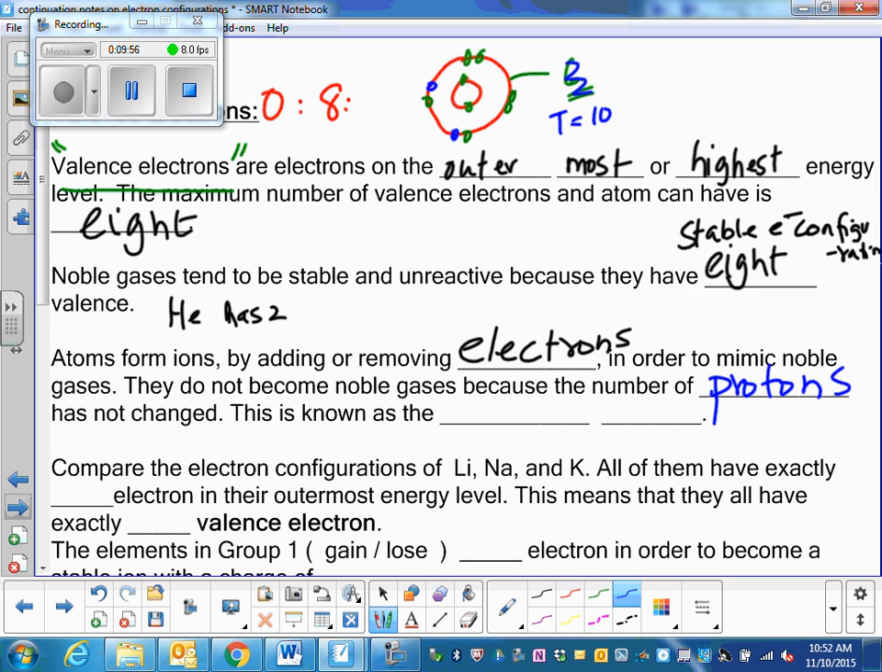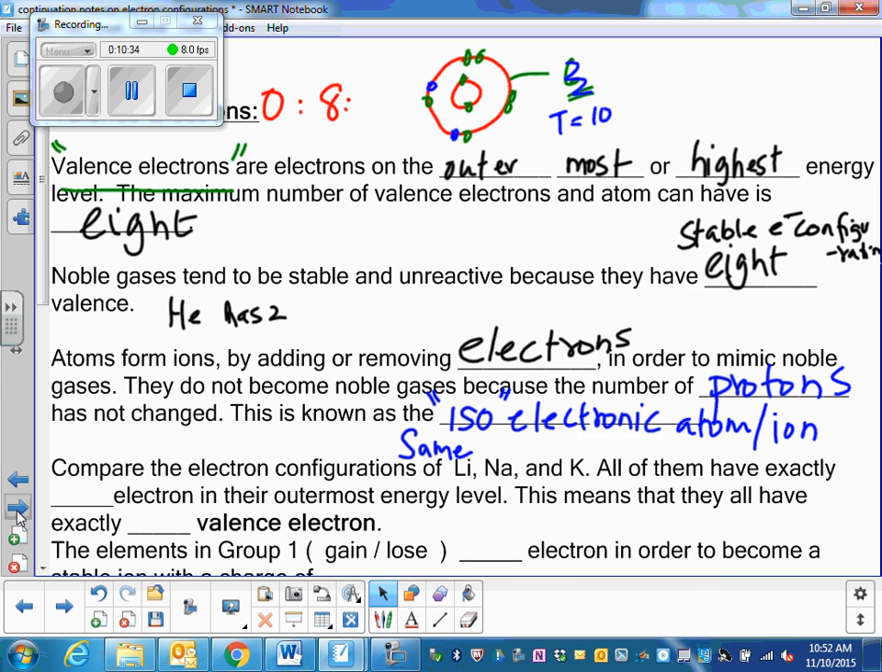And this is known as, we will go with the word, isoelectronic atoms and slash ions. Meaning, the word iso means what? Same number of electrons. All right? If you compare neon and oxygen ion, they have the same number of electrons. They, in some ways, mimic each other, but they are not the same because the number of protons is different. Do we understand this? Okay.